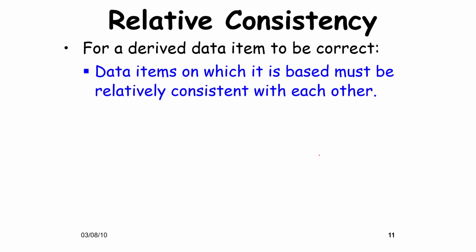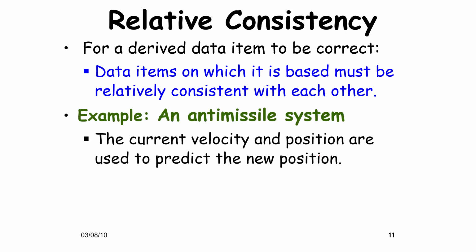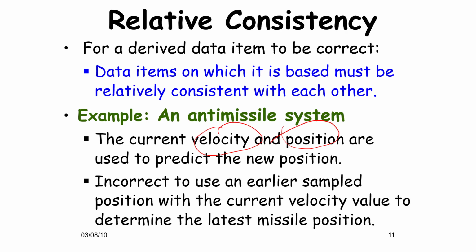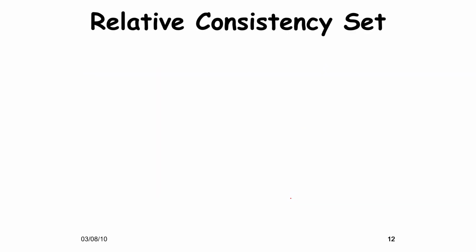So if I were to look at relative consistency for a derived data item to be correct, all the data items have to be relatively consistent with each other. For example, in an anti-missile system, if I'm using the velocity and position, then they have to correspond to each other at the same instant of time. Or maybe a little bit of deviation is acceptable, but not a lot. You can't use, let's say, the position of an earlier period with the current velocity. That will give you an erroneous result.